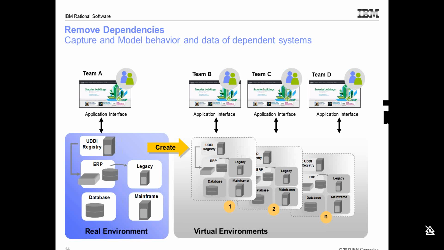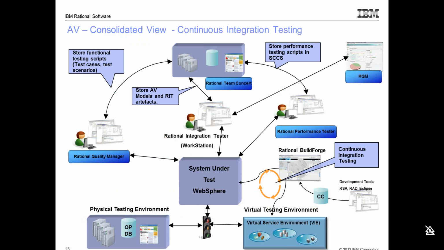Now what we've done is we've used this real environment to create a virtual environment, and we just create clones of these virtual environments that are then assigned to these different teams, team B, C, and D, and they can continue testing the application with the help of these virtual backend services.